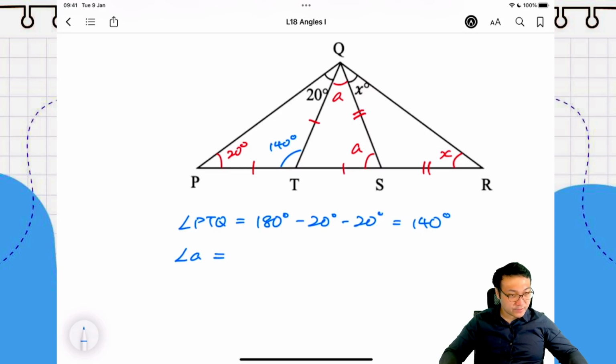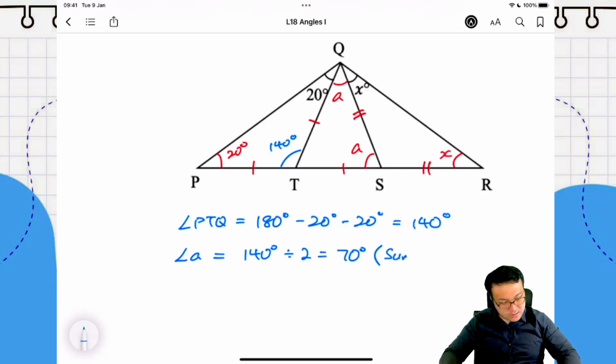140 is an exterior angle, right? Okay. So what is angle A? 70. Yes. Divide by 2. So let me write down our favorite rule. Sum of the interior opposite angles. Okay, we found angle A already.